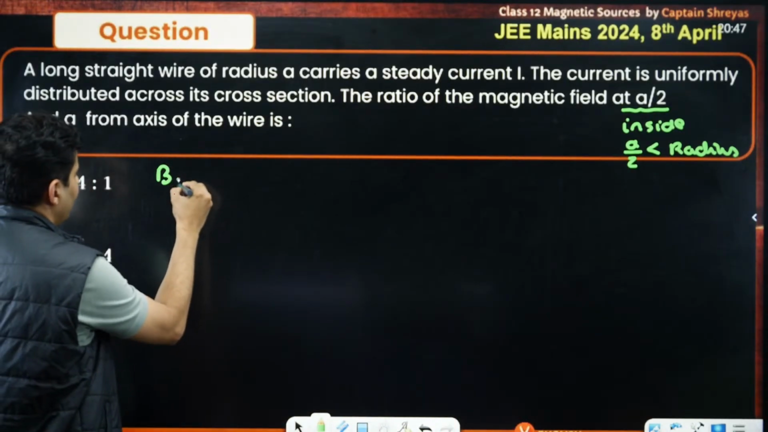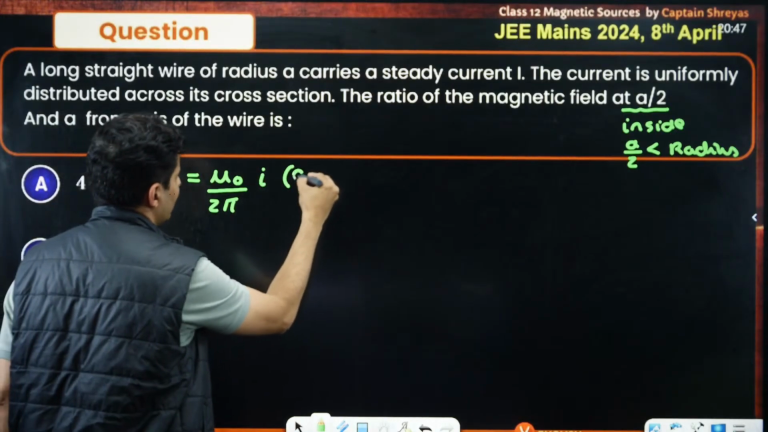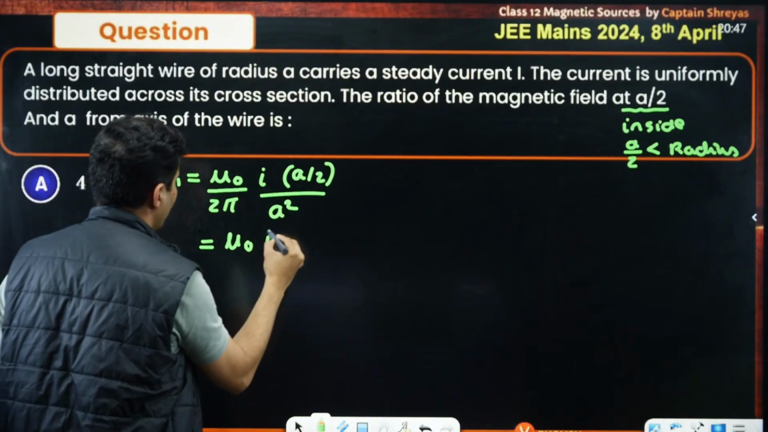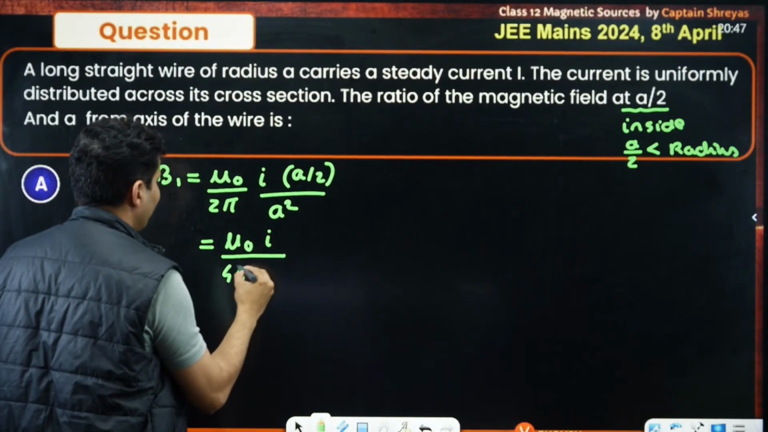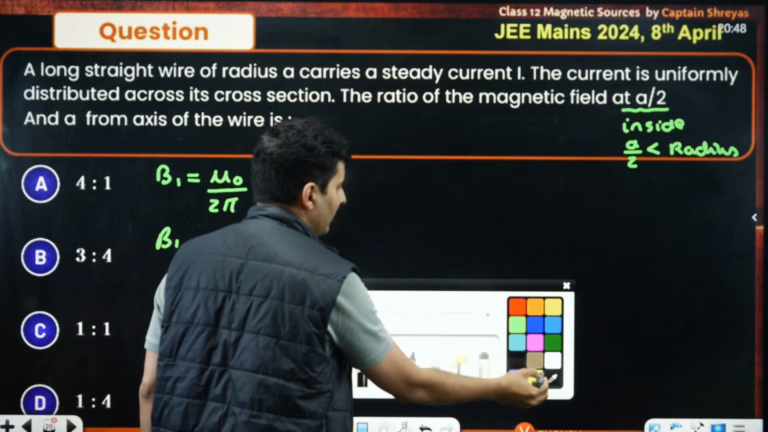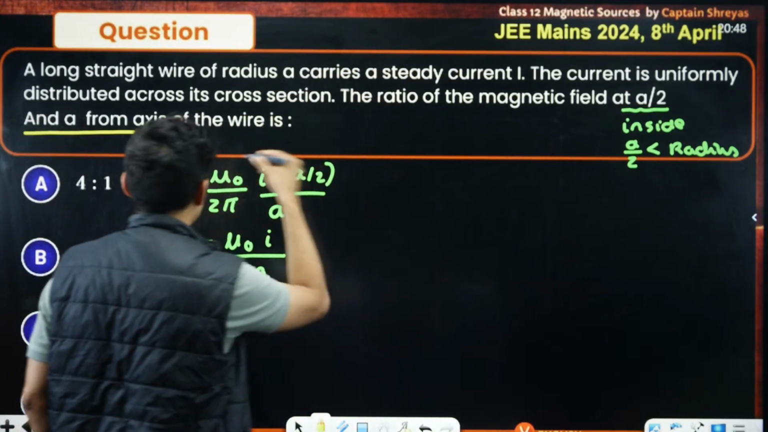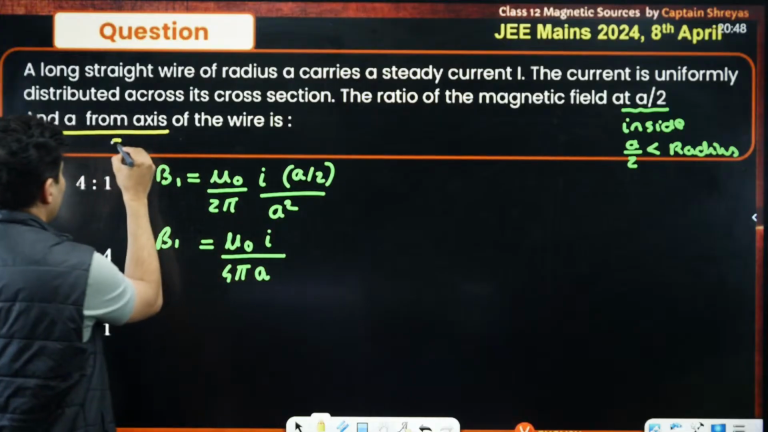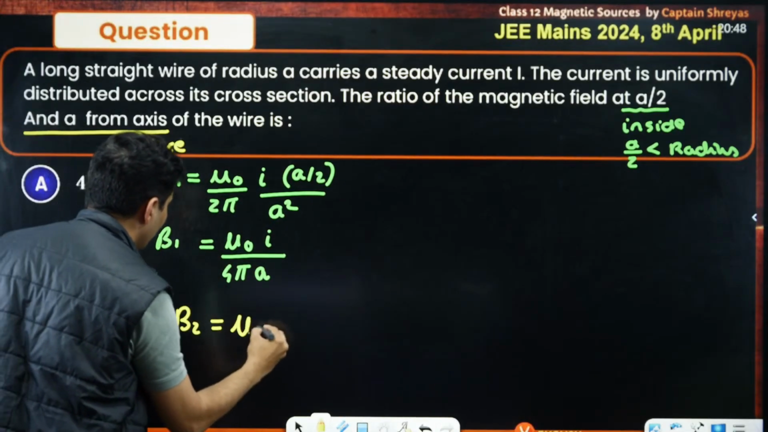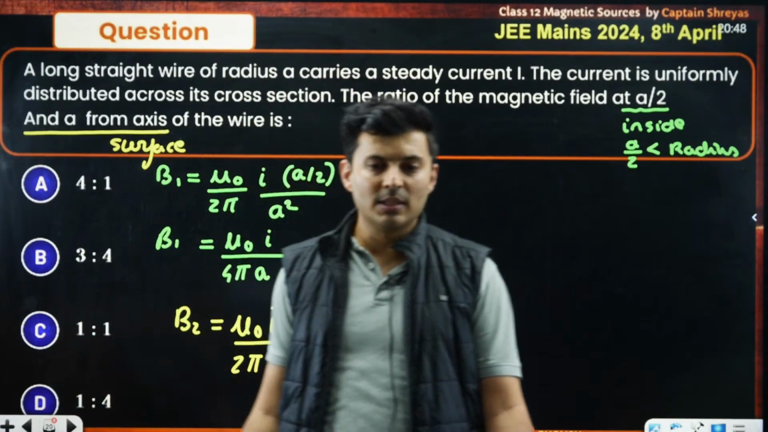So the magnetic field in the first case is mu naught by 2 pi, current into the distance, which is itself A by 2, by the radius square. So it will become mu naught I by 2 2s are 4 pi A. That is inside. Now let us go to the next part, which is basically at a distance A from the axis. So this is just on the surface, and when you are on the surface, the magnetic field will be mu naught I divided by 2 pi A. That's the maximum possible field.